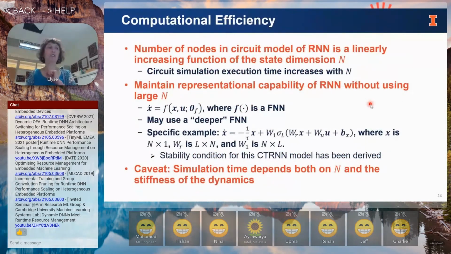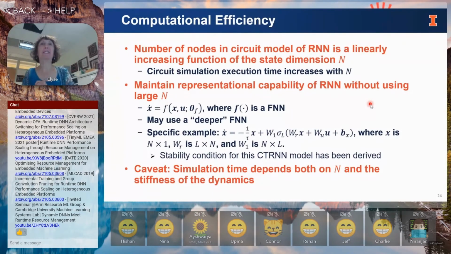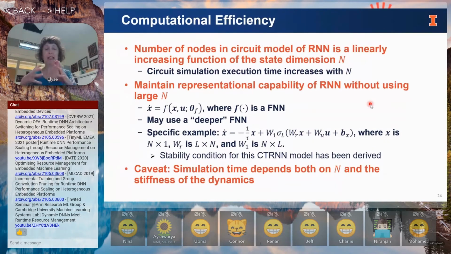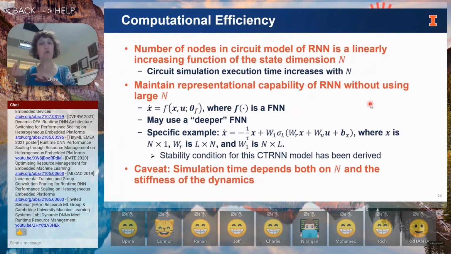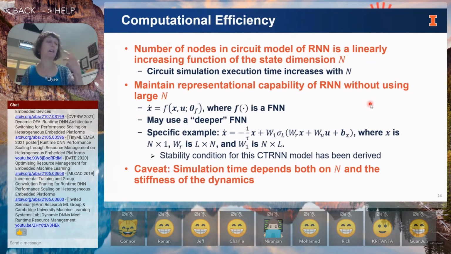All right, another issue I want to address is computational efficiency. If we need to increase the representational capability of our RNN model, we can do that by increasing the state dimension n. But remember, I showed you earlier that the number of nodes in our circuit is equal to n. So that means if I make n larger, my circuit simulation time will also increase.